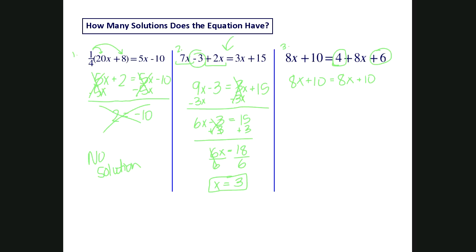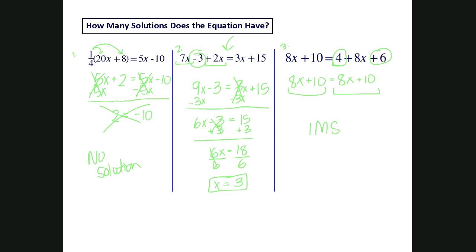So I end up with 8x plus 10 equals 8x plus 10. When I have the exact same thing on both sides of the equal sign, that means there are infinitely many solutions. That means I can plug in any number in the whole world that I want for x, and it will work out to be true. I can plug in x equals 1, I can plug in x equals 0, I can plug in x equals 53, anything I want, and it'll be true. So there's infinitely many solutions for this third one.